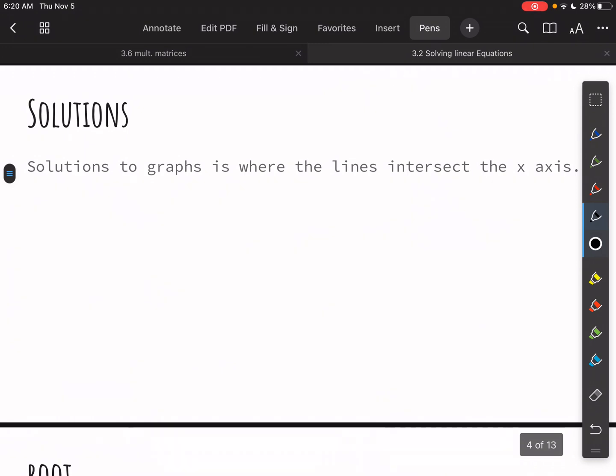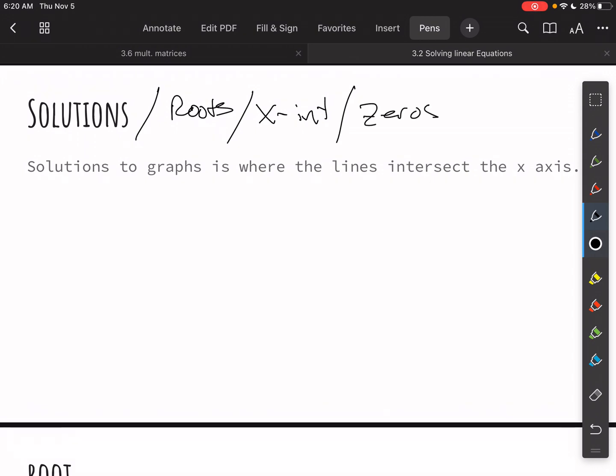The solutions, so today, you're going to have a couple new, they're probably not new terms, but I'm just going to show you how these terms connect. The terms are solutions, roots, x-intercepts, which I'll just abbreviate, and zeros. All three of these things, you guys, when it comes to lines, they all mean the same thing.